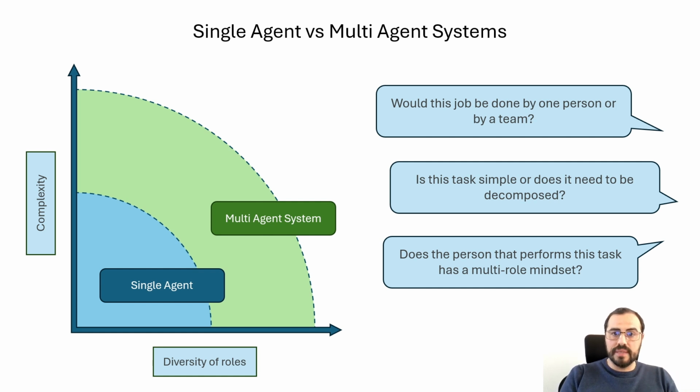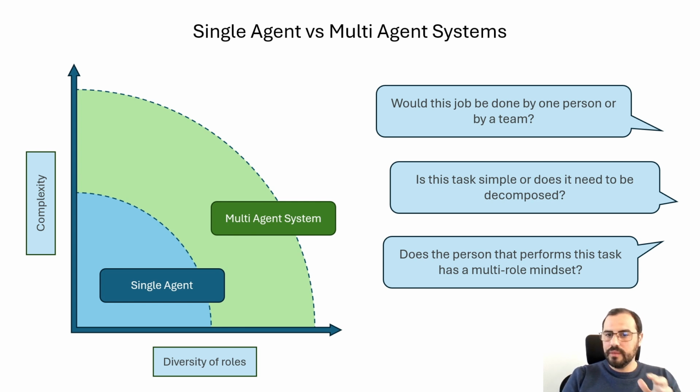Then you can also ask, is the task a simple task or does it need to be decomposed? For example, the example I was giving about the master thesis: delivering a master thesis is a very complex task that can be decomposed in smaller tasks, and even those smaller tasks can be decomposed in even smaller tasks. So it's a perfect example of a task that would need to be decomposed, and in that case we can also look at it as a multi-agent system.